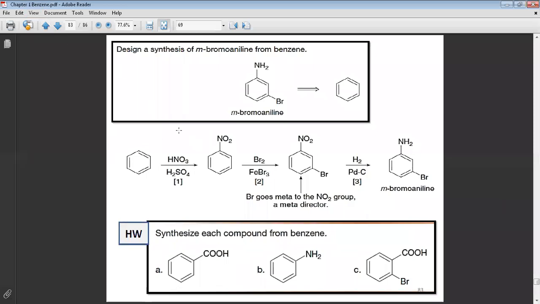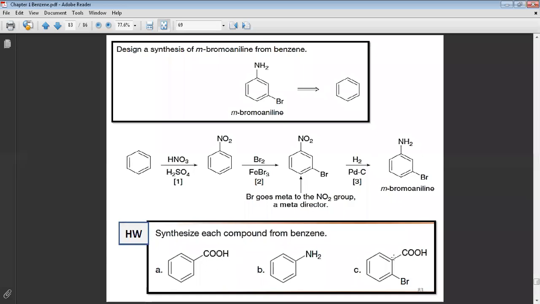We have this example. Students, from the benzene, prepare for me this. Number 1, bromination and nitration, anyone? Nitration first. Why? Because the nitro group is a meta director. Nitration, then bromination, then the NO2 is converted by H2 reduction. Nitration, bromination, reduction. Okay, so easy.